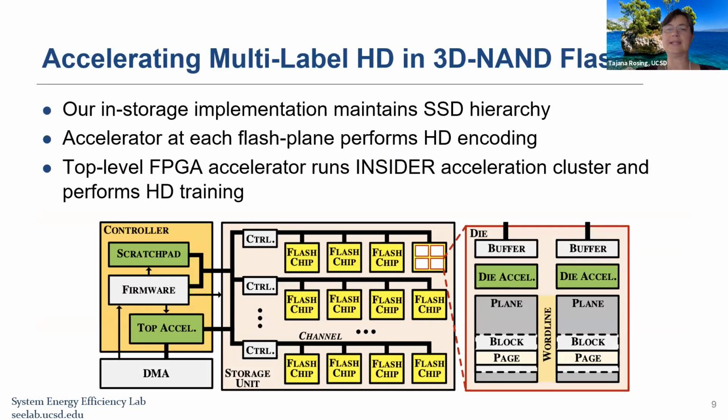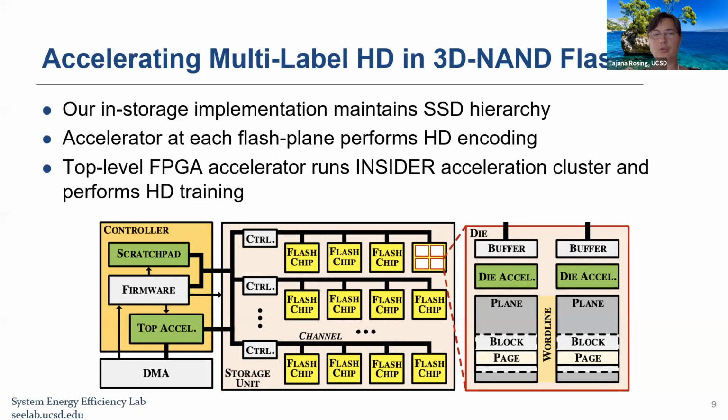So what we did in this work is we looked at how we could accelerate multi-label HD using 3D NAND flash. And this is just classical flash that you can buy off the shelf. The idea that we had is that we would perform HD encoding on every plane of a flash chip. And then the top level FPGA accelerator would run, which would run in-sider code produced by Jason Kong's team at UCLA.